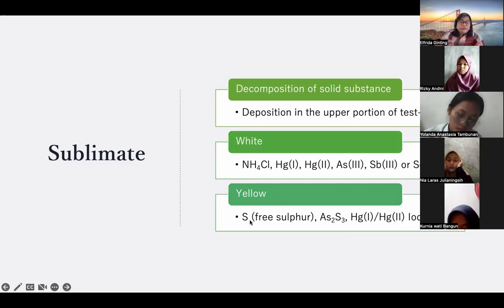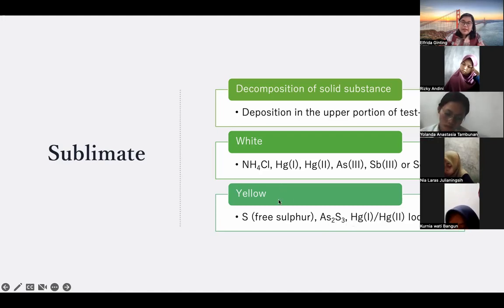And if you have sulfur in the solid form, free sulfur means sulfur by itself is not a cation or anion. Pure sulfur, the color will be yellow. And then arsenic 3 sulfide is also yellow, and also mercury. So this is basically how you test the solid part.